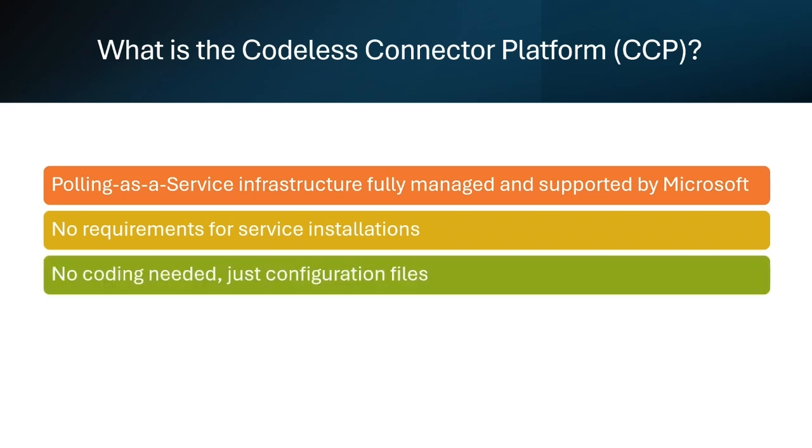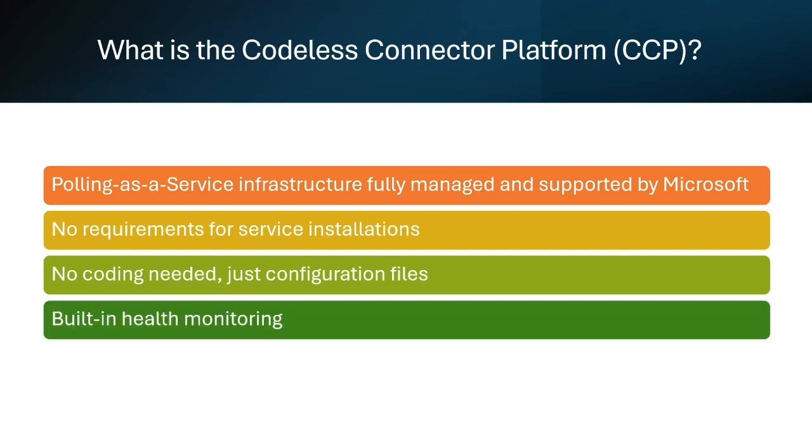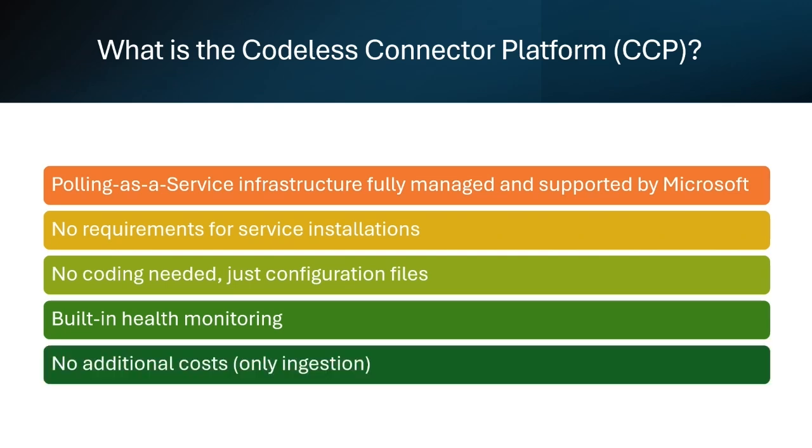No coding is needed, so this goes back to the points about knowing JSON. If you're familiar with JSON, you can build a codeless connector as it is just an ARM template, as you'll see later on in the demos. And a great part about this is that it has built-in health monitoring through diagnostic settings. So we're able to monitor the performance of a codeless connector as it's running. And the best part, there's no additional cost to use them.